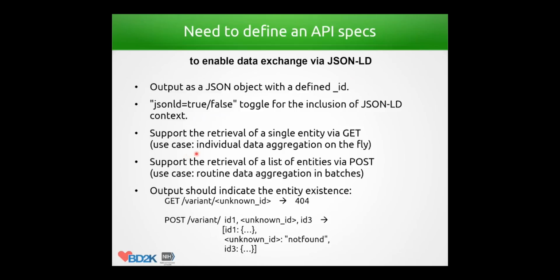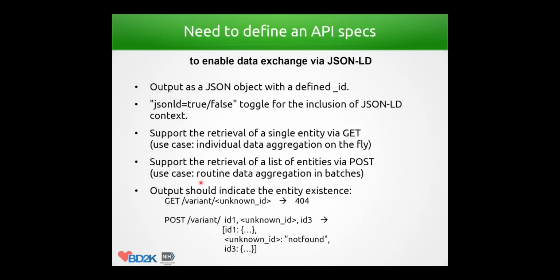A use case is that people can do on-the-fly aggregation for one particular object, right? And also need to support retrieval of a list of entities via POST. That's more for the use case where I need to do some routine data aggregation in a batch.